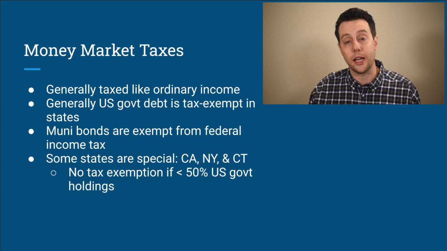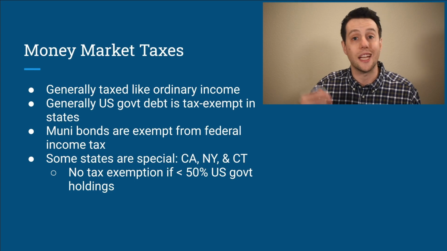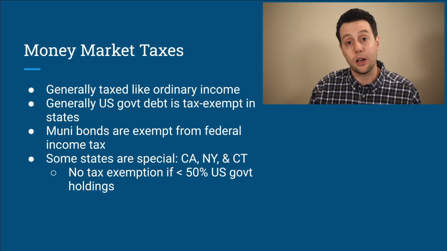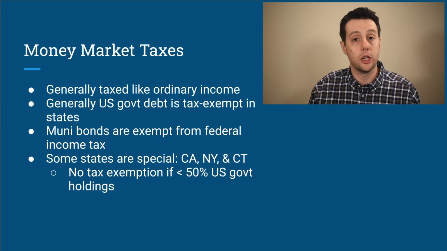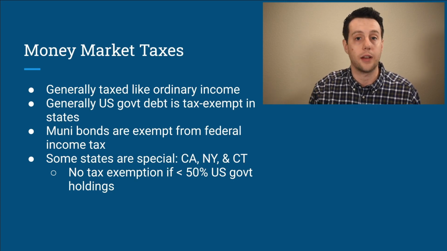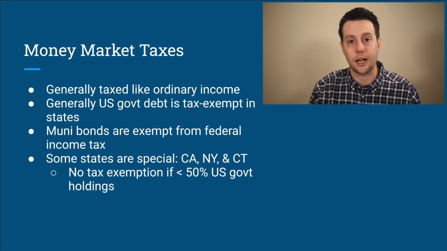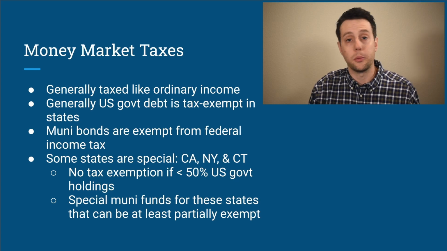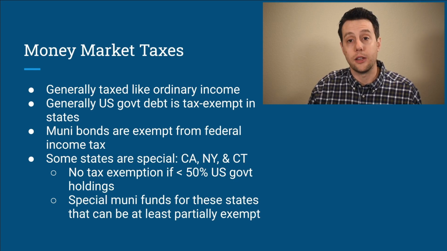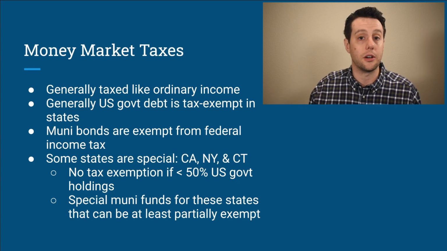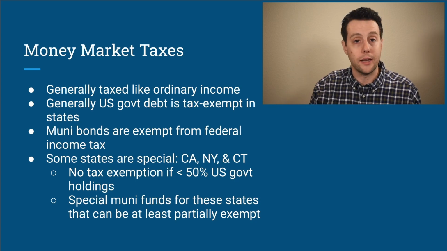And then if you're in other states, you might only get the percentage that's actually held in the U.S. government securities as a tax exemption. They should issue you at the end of the year a notice that tells you how much is qualifying for an exemption. And then you have to use your tax software or tax professional to figure out the exact details of how to apply that on your tax return. Now, there are also some special municipal bond funds for these states that can be at least partially exempt. Municipal money market funds are a special topic. They really warrant a separate video, so I'm not going to go into the weeds on those right now.